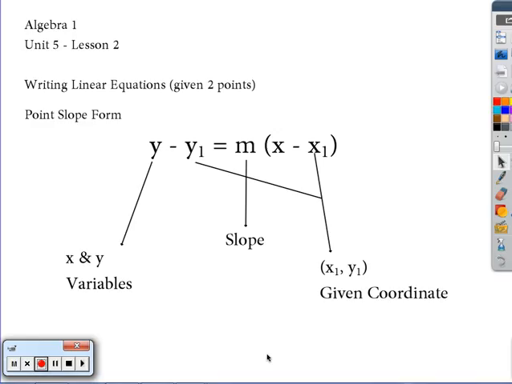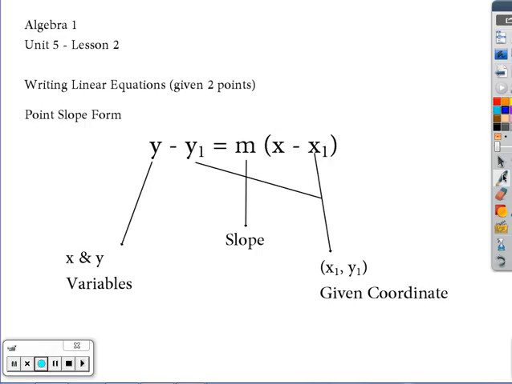So writing equations of linear equations given 2 points, I'm going to introduce a new form here for equations. That's called point-slope form. Probably not one you've seen before. Looks a little bit different, but it actually ends up being a lot easier than slope-intercept form. That's my opinion, but I'll let you decide.